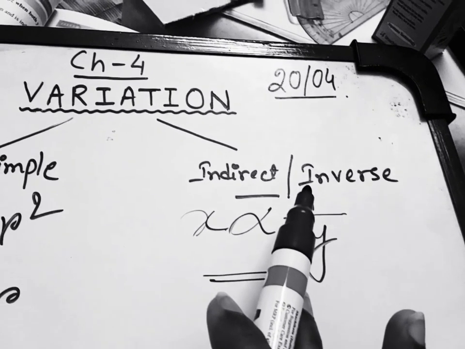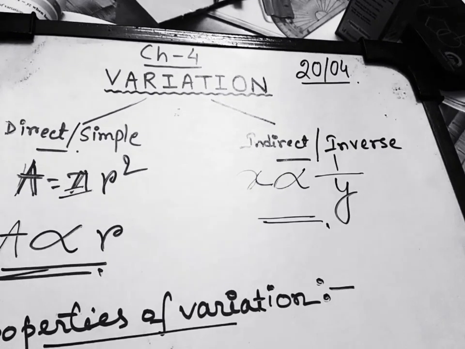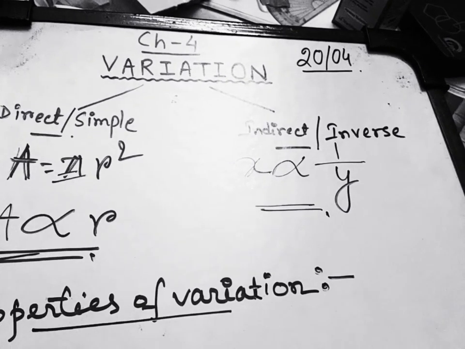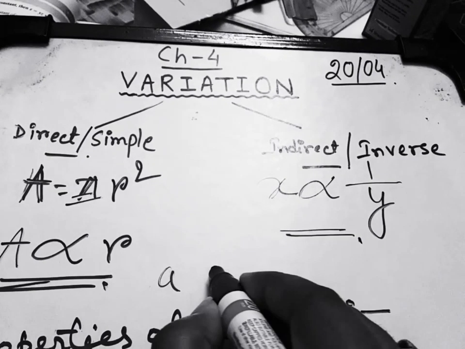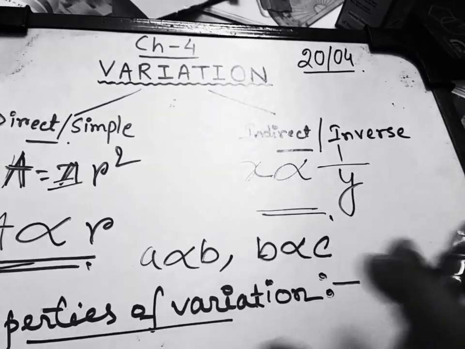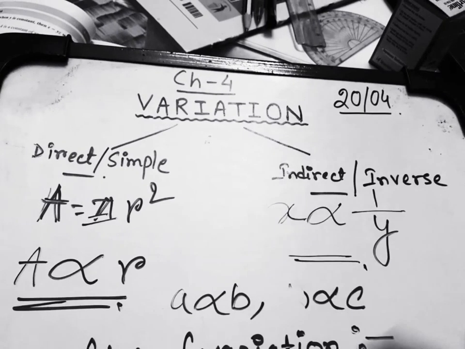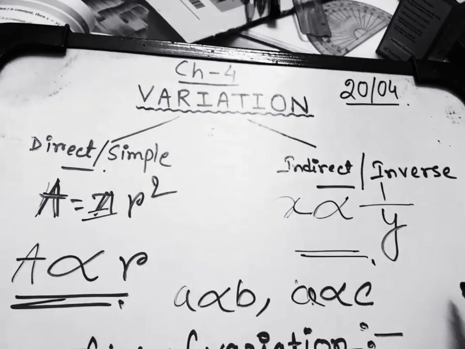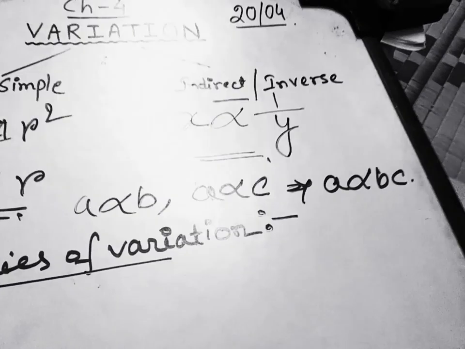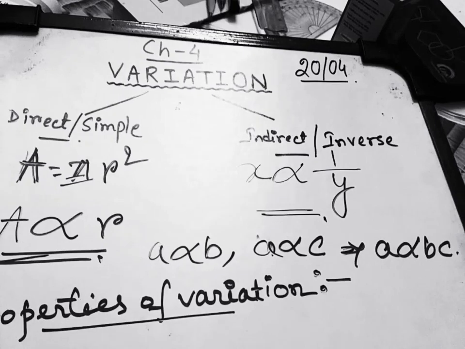Now there is another kind of variation called joint variation. Basically, if I say A varies as B and B varies as C, then joining this we can say, or A varies as B and A varies as C, then joining them we can say A varies as BC. So there are some properties based on joint variation.